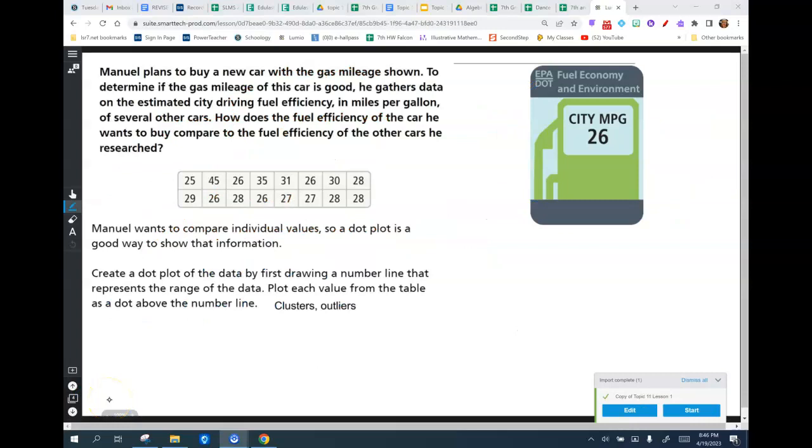Now we're going to go into topic 11, lesson 1, and we're going to talk about different displays of data. This is in your packet also. That person, we're going to call him Manny, plans to buy a new car with the gas mileage shown. To determine if the gas mileage of his car is good, he gathers data on the estimated city driving fuel efficiency in miles per gallon of several other cars. How does the fuel efficiency of the car he wants to buy compare to the fuel efficiency of the other cars he has researched? Manuel wants to compare individual values, so a dot plot.